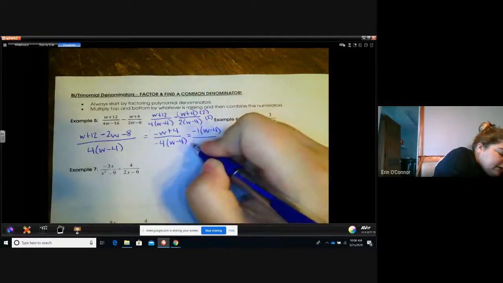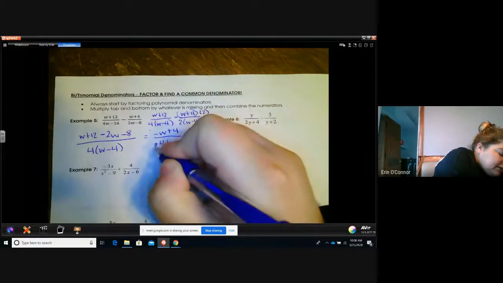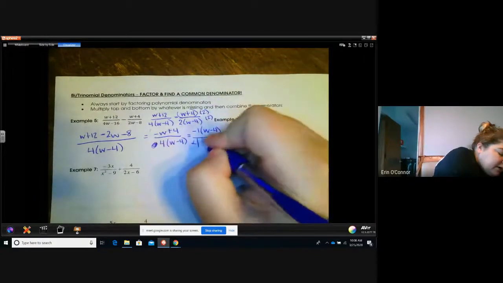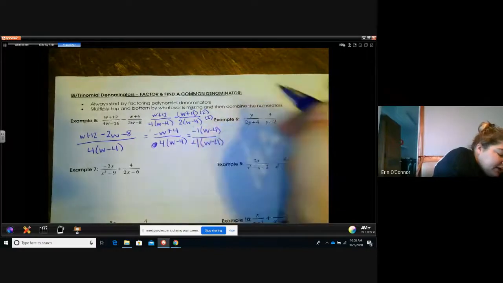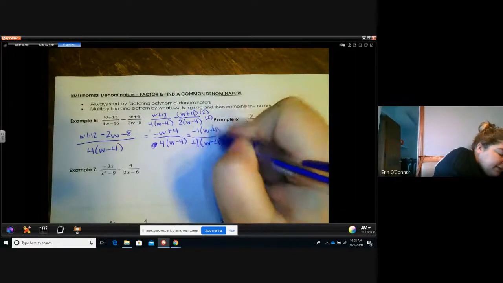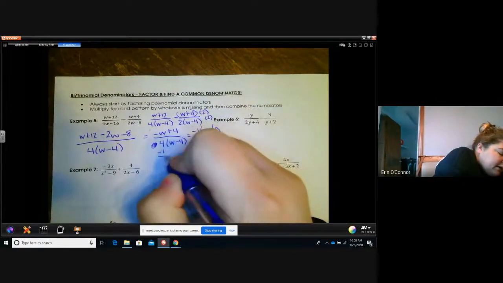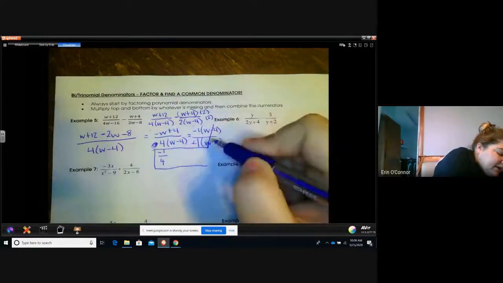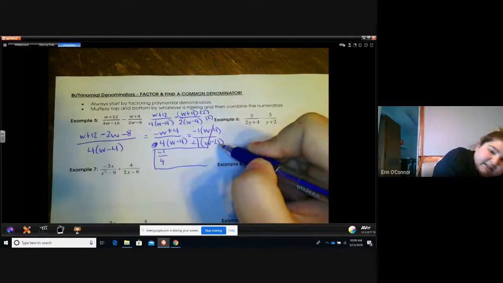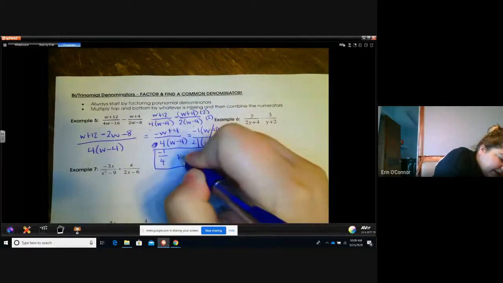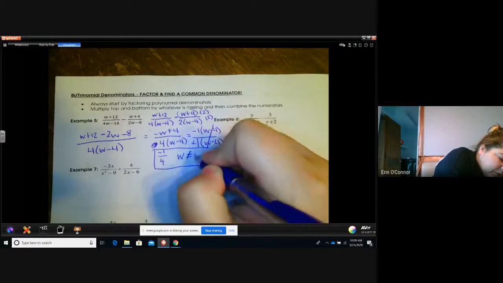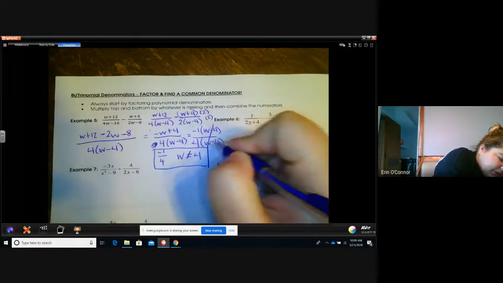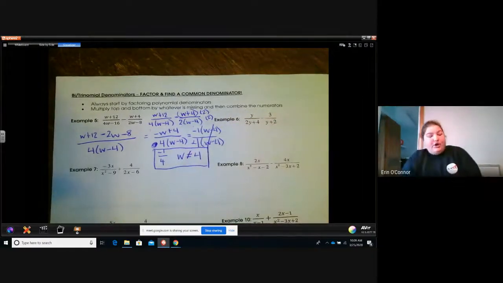And, sorry, there is nothing over here. 4, w minus 4. Now these are going to cancel out, and I'm going to get negative 1/4. But we do have a restriction, because before they canceled out, w minus 4, we have to set that equal to 0, and we get that w cannot equal 4 here, because 4 minus 4 is 0. So it's before you do that.